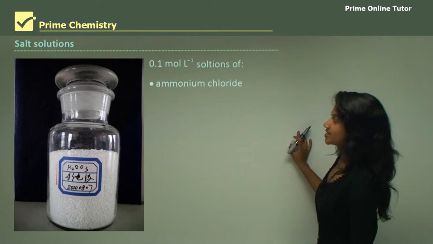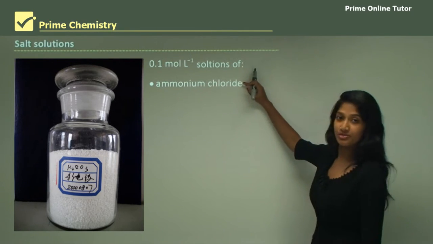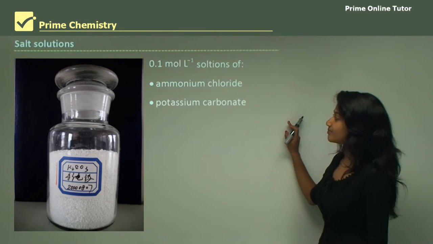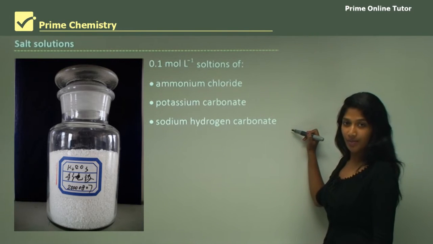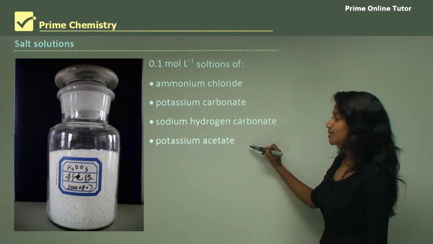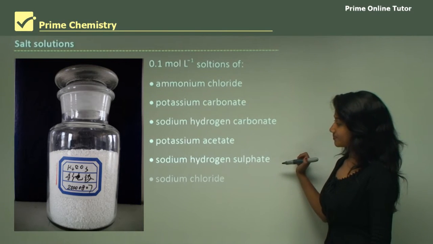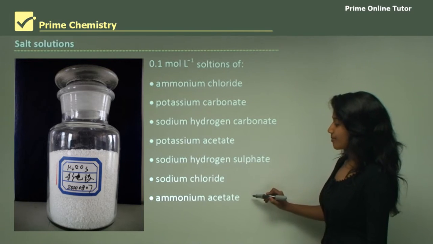Salt solutions. So 0.1 moles per liter of solution will be used of each of these salts. So you'll first use ammonium chloride, potassium carbonate, sodium hydrogen carbonate, potassium acetate, sodium hydrogen sulfate, sodium chloride, and ammonium acetate.